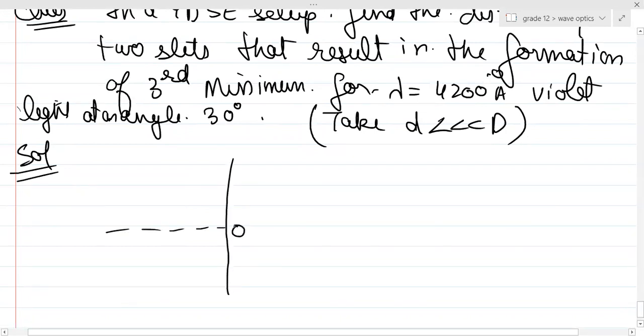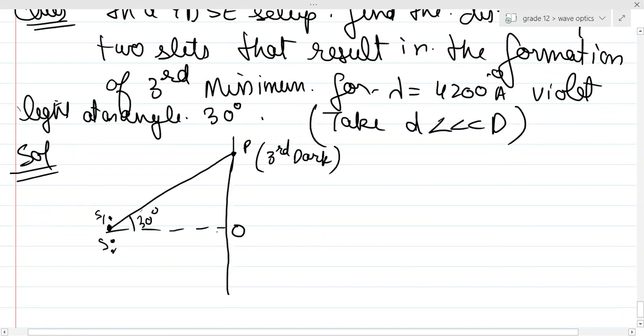This is our central maxima at point P, and they are saying, sir, these are my slits S1, S2, and at an angle of 30 degrees, at point P, I should have a third dark. Yes or no? And they are asking what shall be the value of D, right? Yes or no?